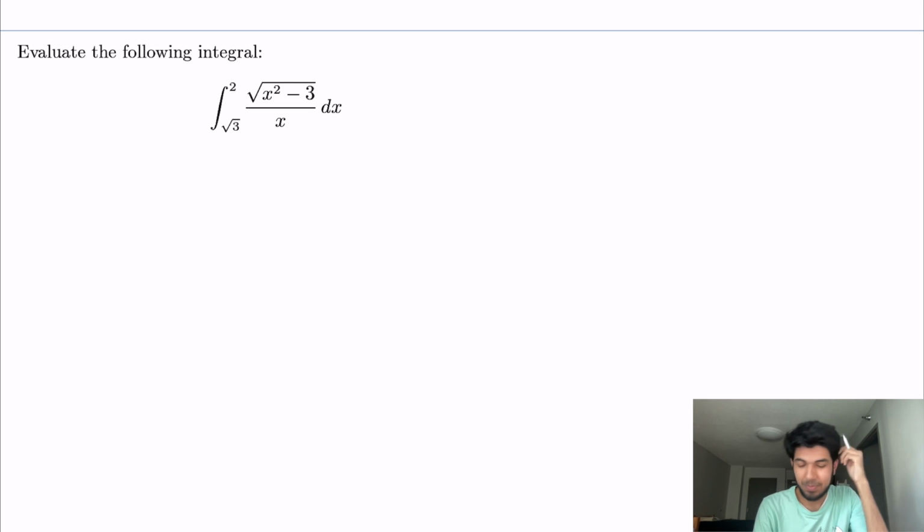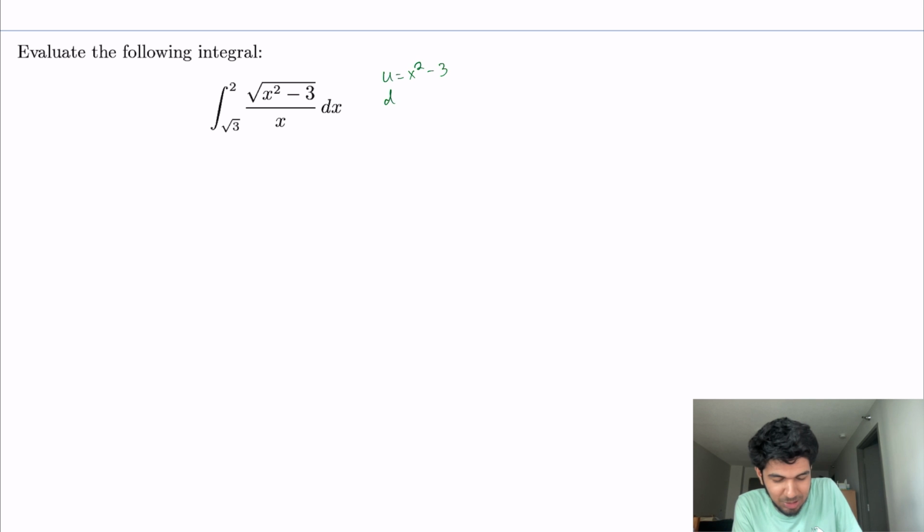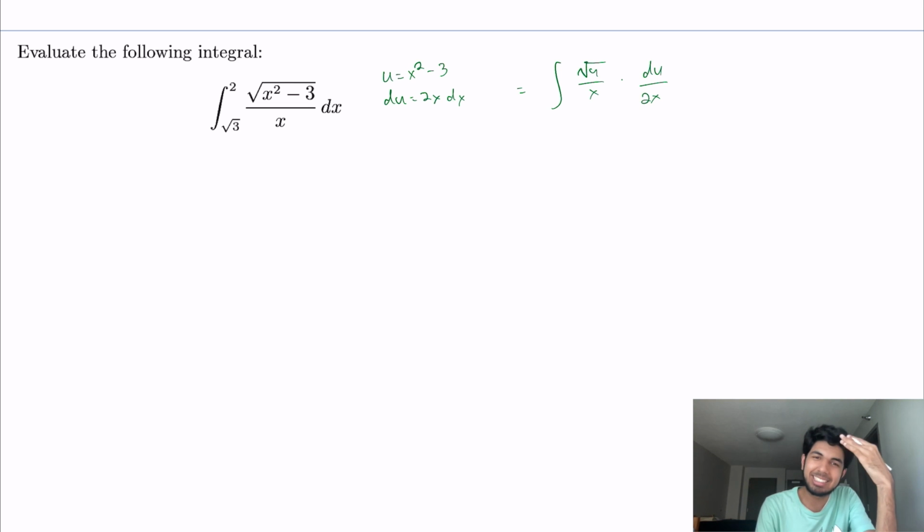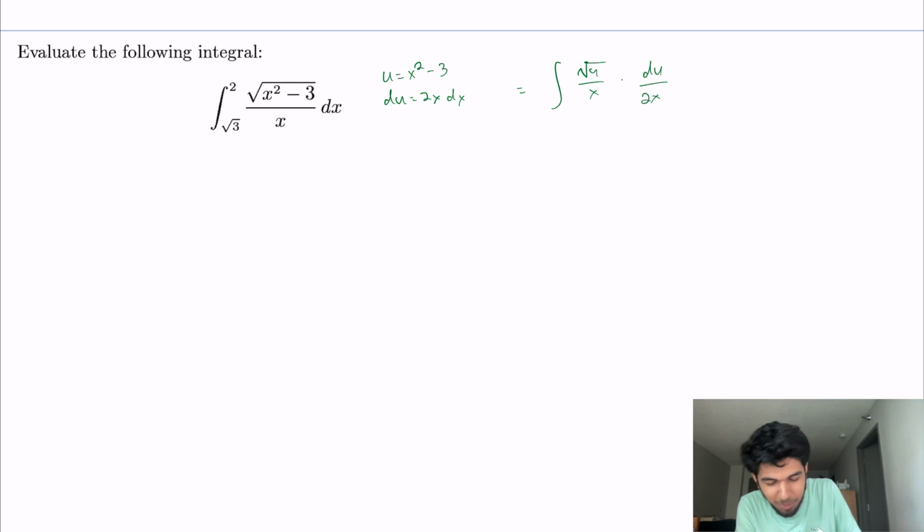Okay, so if you were to see this for the first time, you might be tempted to do u substitution, right? It seems so tempting to let u equal x squared minus 3, du equal 2x dx, and then this converts to the integral of the square root of u over x times du over 2x. Oh no, it doesn't cancel. The x's don't cancel. That's not good. And then you're like, okay, well, maybe I can change the x to be equal to the square root of u plus 3, but that's just nasty. That's just not fun to work with anymore, and you'll be stuck to where you were before.